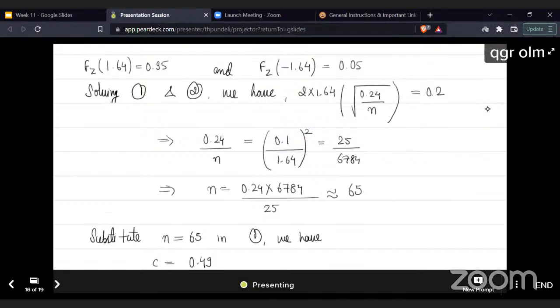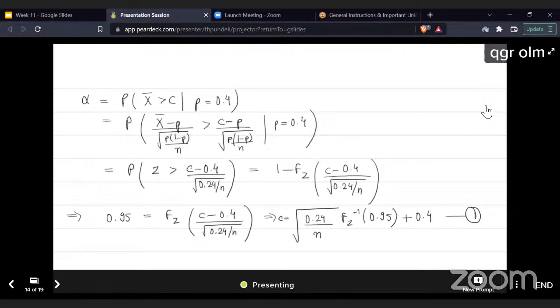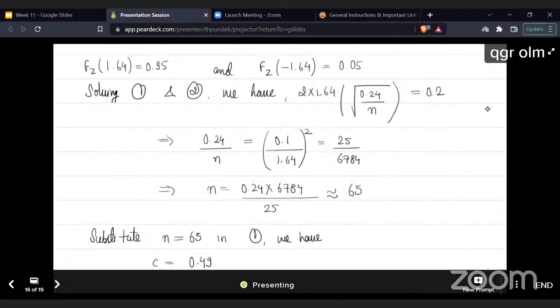If you solve these two equations, you will get n something closer to 65. And once you put the 65 in the first equation, you will get your critical value. So you're getting a critical value to be 0.49.